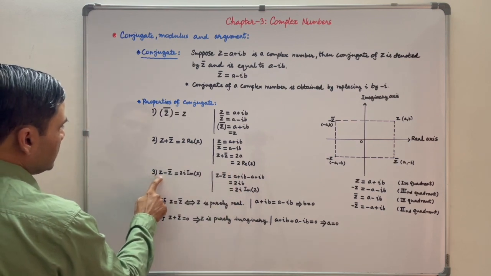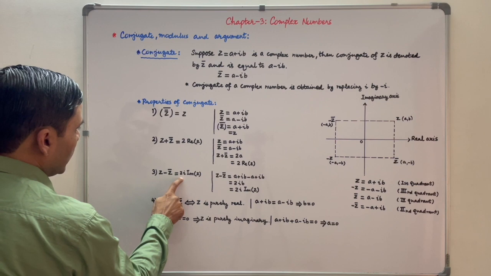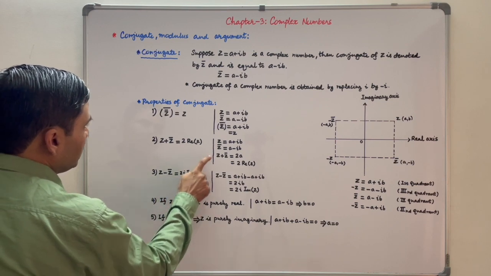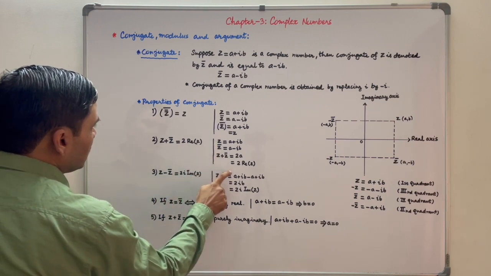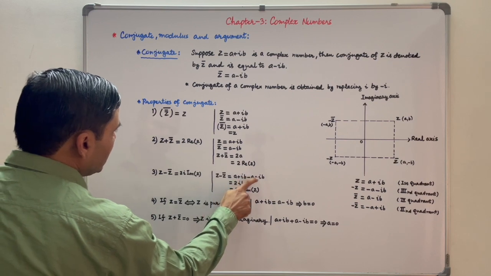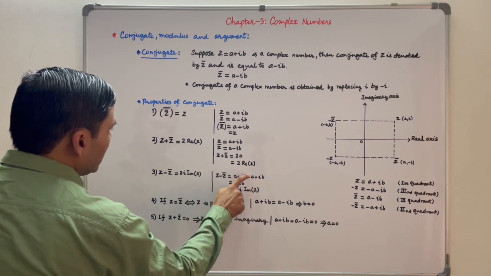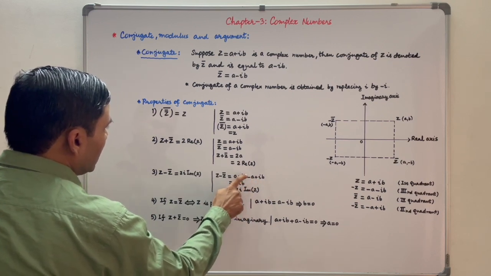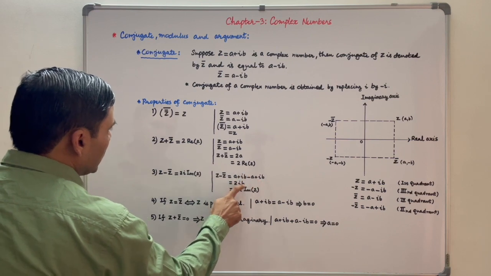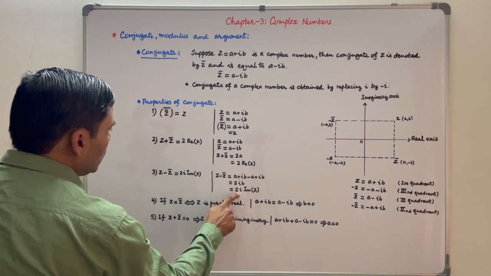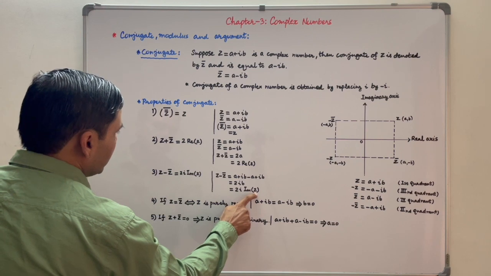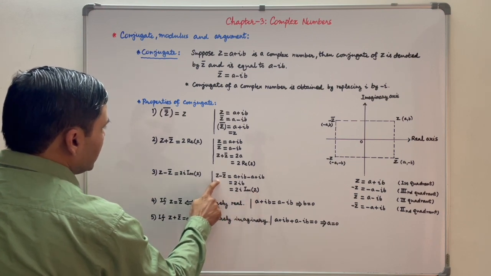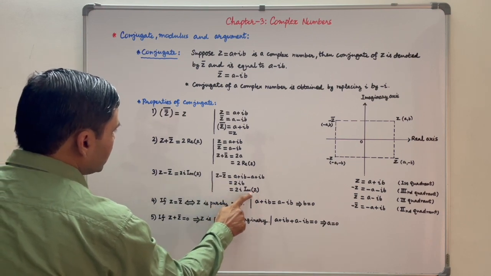Third property: Z minus Z bar is equal to 2i imaginary Z. When we do Z minus Z bar, it will be A plus iB minus A plus iB. Plus A and minus A get cancelled. iB plus iB is equal to 2iB, and that is equal to 2i into imaginary Z. So Z minus Z bar is equal to 2i imaginary Z.